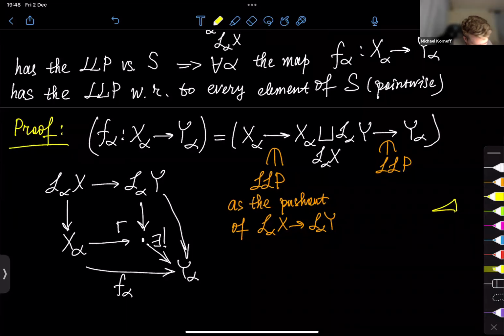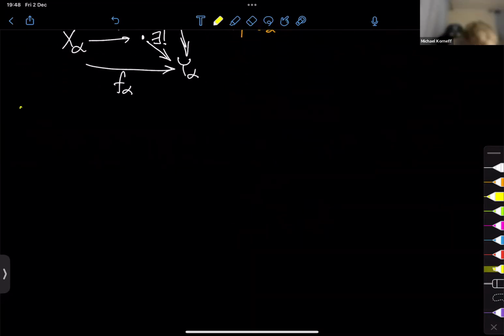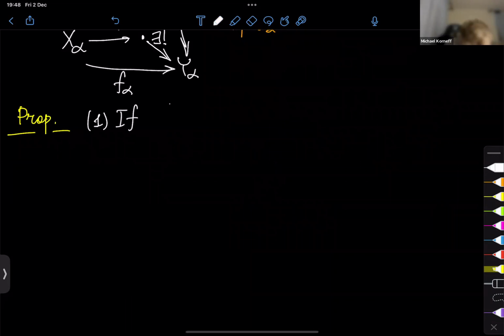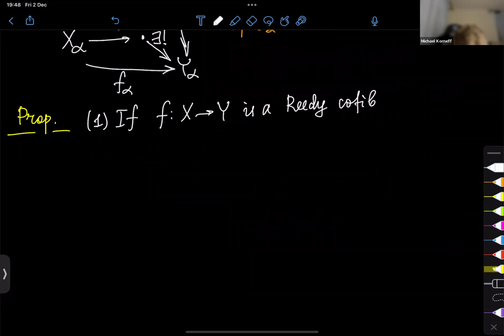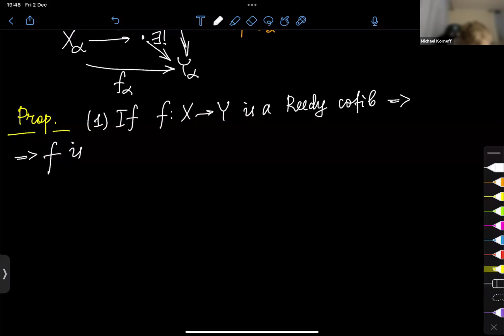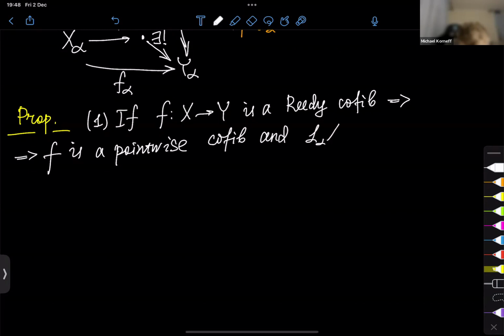Okay, the next proposition. If some map is a Reedy cofibration, then it implies that F is a pointwise cofibration, and also the map between latching objects is a cofibration for any alpha, of course.